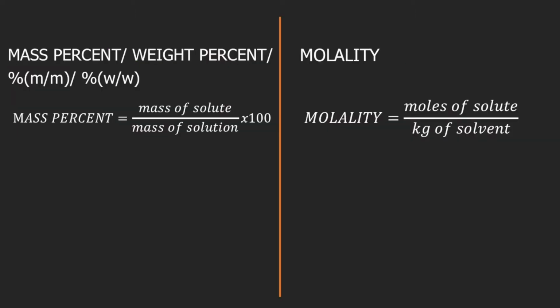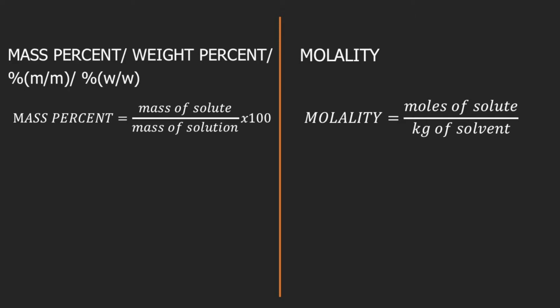Let's have a quick recap about mass percent and molality. Mass percent is also known as percent by mass or weight percent or percent by weight, or you can see symbols like percent M over M or percent W over W. The formula for mass percent is mass of solute divided by mass of solution times 100.